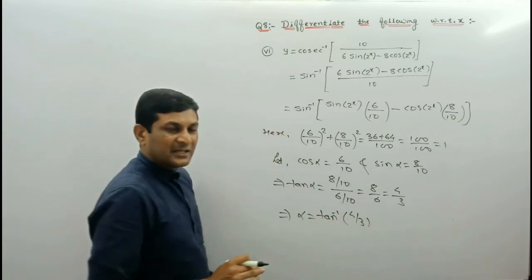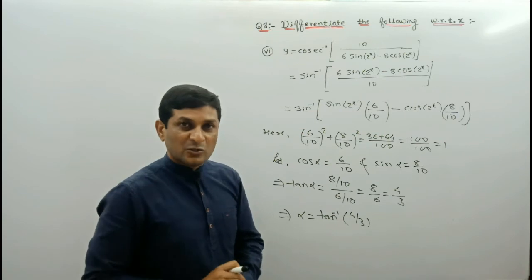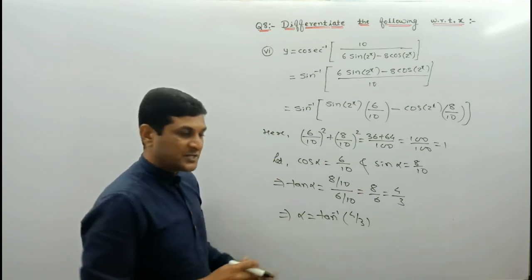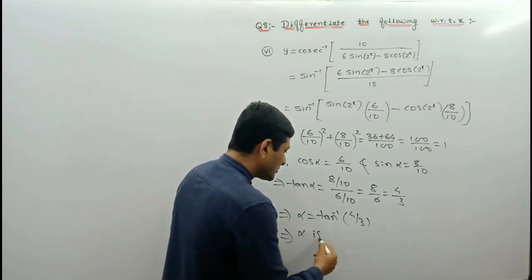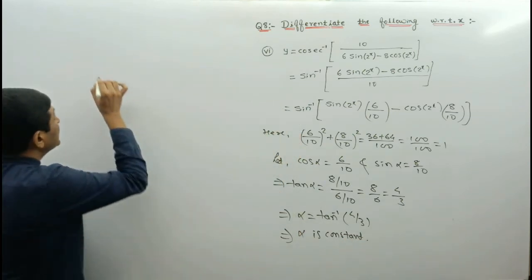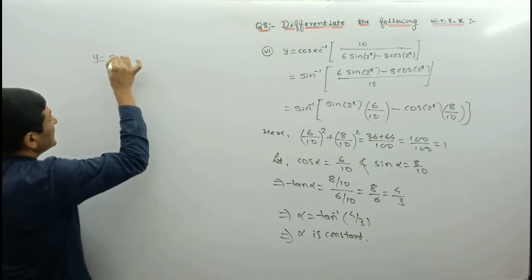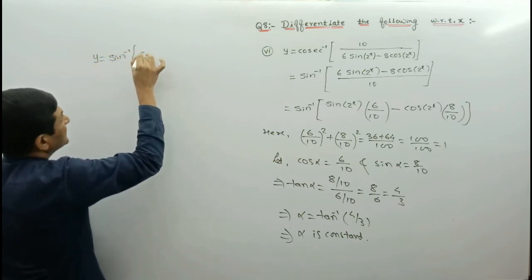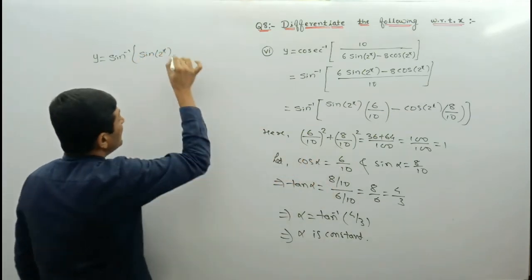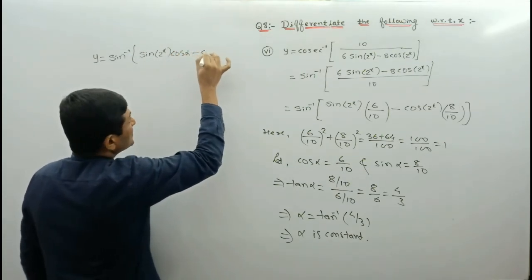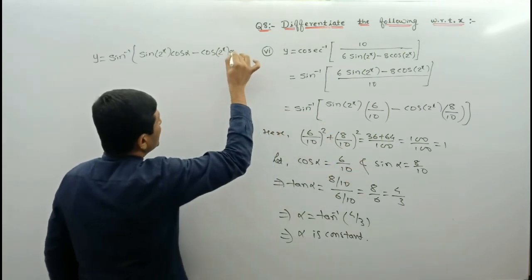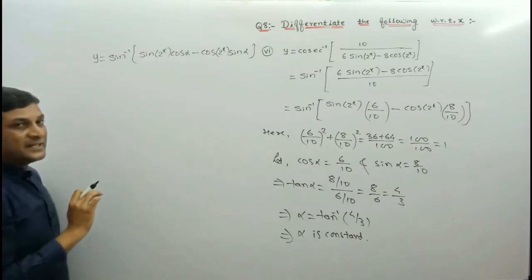Here we can observe that in the value of alpha, x does not appear. What is x? A variable. The variable does not appear, so we can say that the value of alpha is constant. Once we have proved that alpha is constant, consider the given function y is equal to sin inverse of sin 2^x into 6 by 10, which we are denoting by cos alpha, minus cos 2^x into 8 by 10, which we are denoting by what? Sin alpha.